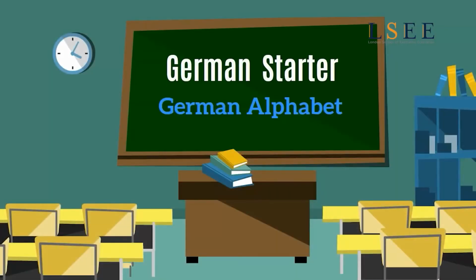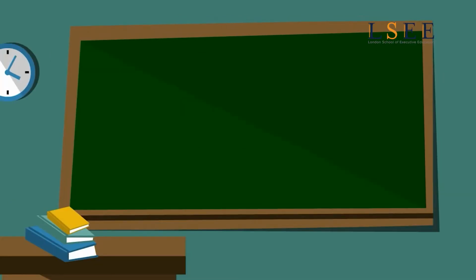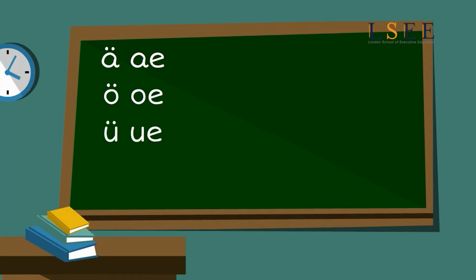Welcome to German Alphabet Overview. In this lesson, we will learn the German alphabet. The letters in the German alphabet are the same as in English. However, there are 4 more letters which you will come across in the German language: Ä, Ö, Ü, and ß.